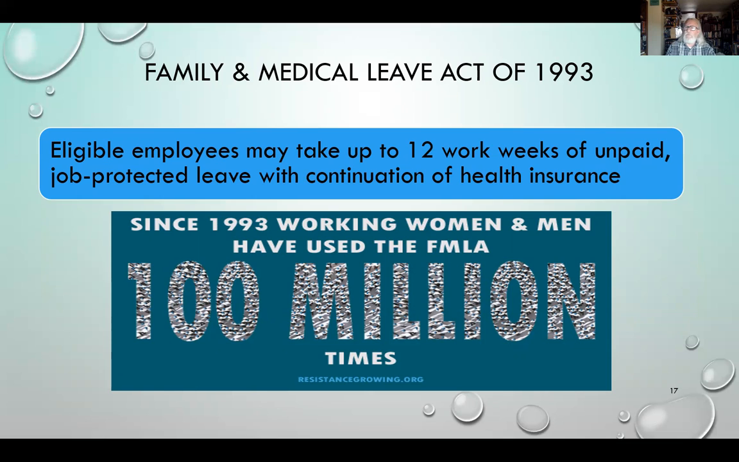We do have something, and we didn't even get this until the 90s. It allows an eligible employee to take up to 12 weeks, and this is unpaid leave. Your job is protected, so you get your job when you come back after the 12 weeks, and your health insurance continues. What this means is that something serious has happened in your life.